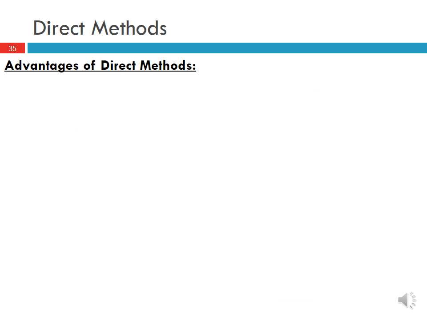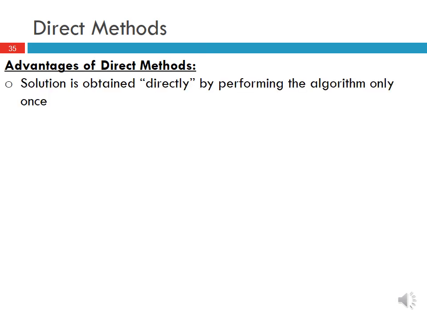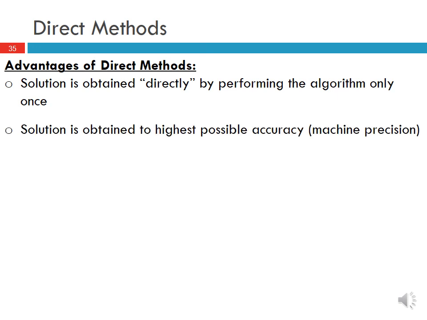All of the methods that we've talked about so far for solving linear systems of equations are in the category of direct methods. So we can talk a little bit about the advantages and disadvantages of direct methods in general. The advantages are that the solution is obtained directly by performing the algorithm only once, and that the solution is obtained to the highest possible accuracy, which is machine precision. So there's no error threshold that we're comparing to or anything. The solution that we get is the highest possible accuracy.